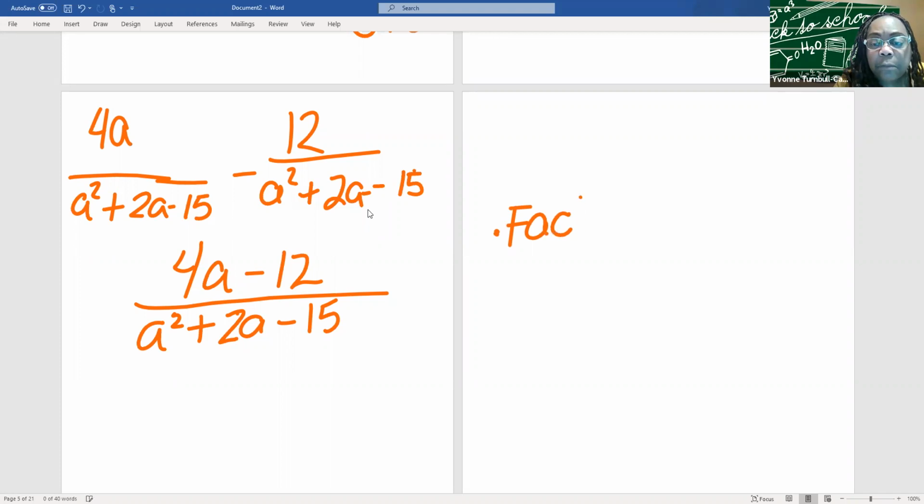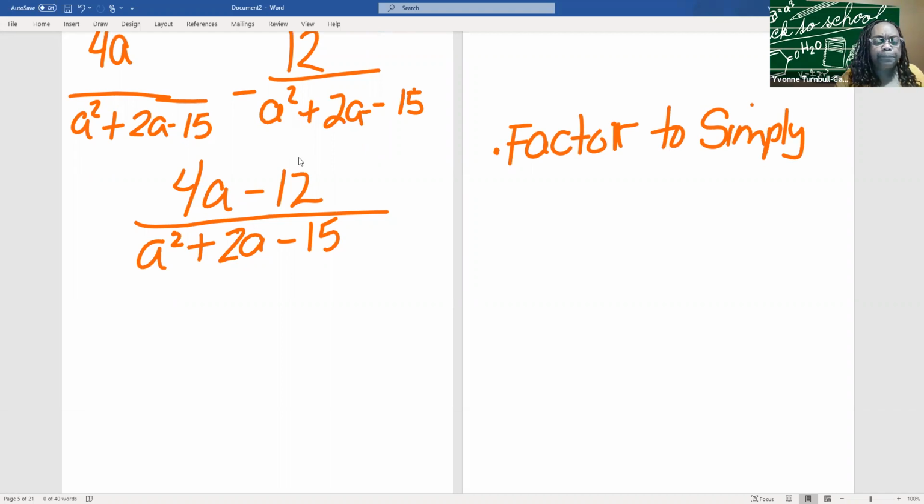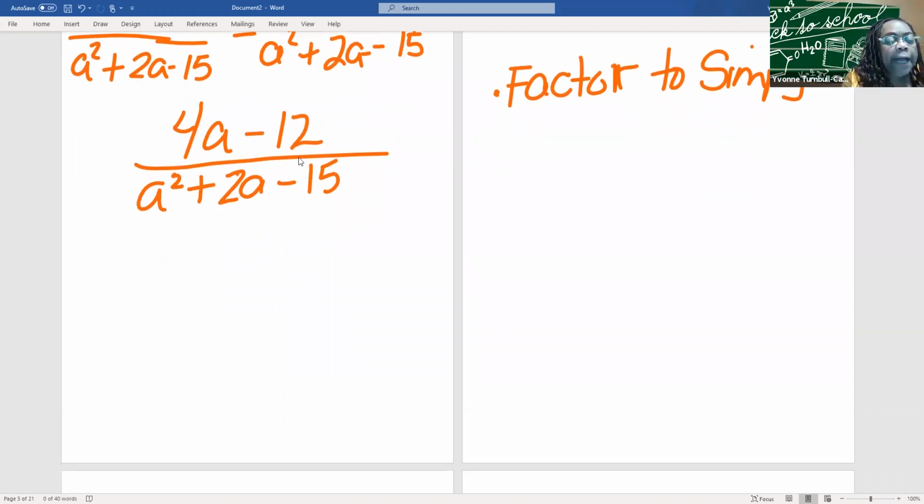Factor to simplify. So you have to notice these things as you look at problems. We're going to factor the numerator and we're going to factor the denominator. Looking at my numerator, I know both 4 and 12 have 4 in common as a GCF, that's the biggest number that can divide into both of those. So I'm going to pull 4 out as my GCF, leaving me with a, and that's going to be 3. And as I check it, 4 times a is 4a, and 4 times 3 is 12.